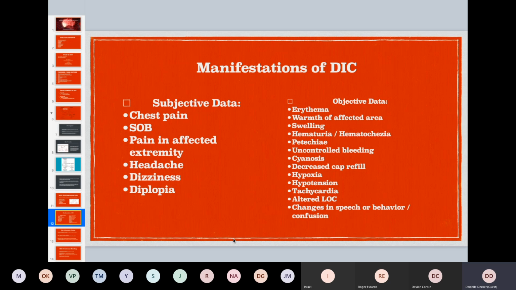There we go. So we have the subjective data, which, as we know, is what the patient complains about: chest pain, shortness of breath, pain in the affected limb, headache, dizziness, and double vision. For the objective data that we can measure, we have erythema, warmth in the affected area, swelling, hematuria, hematochezia, petechia, uncontrolled bleeding, cyanosis, decreased capillary refill, hypoxia, hypotension, tachycardia, altered level of consciousness, as well as changes in speech, behavior, or confusion.